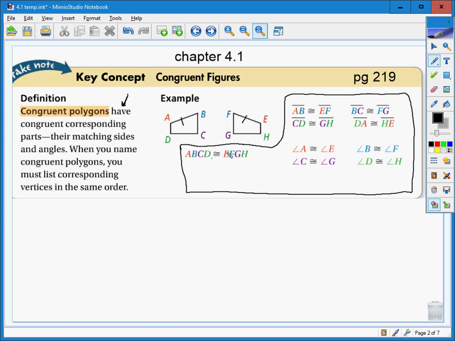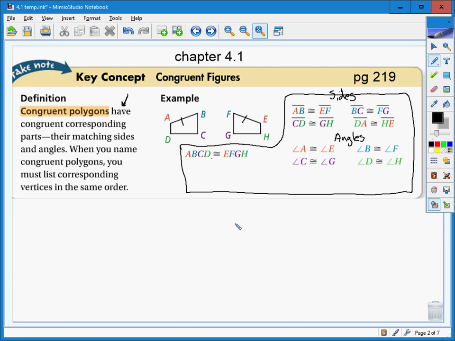So they've listed all the corresponding sides and all the corresponding angles that are in those two figures. Angle A is in the same place as angle E. Angle B is in the same place as angle F. Angle C is in the same place as G, and D is in the same place as H.